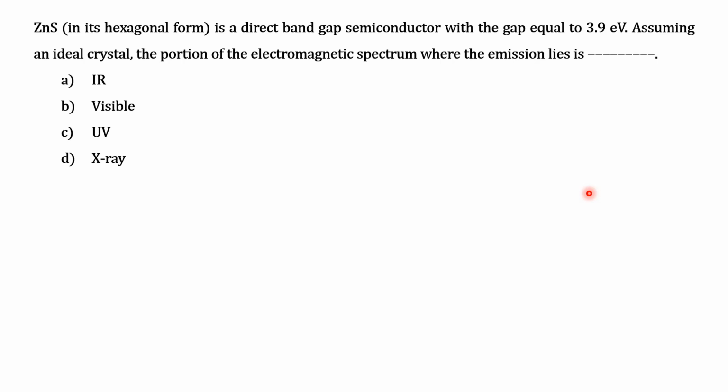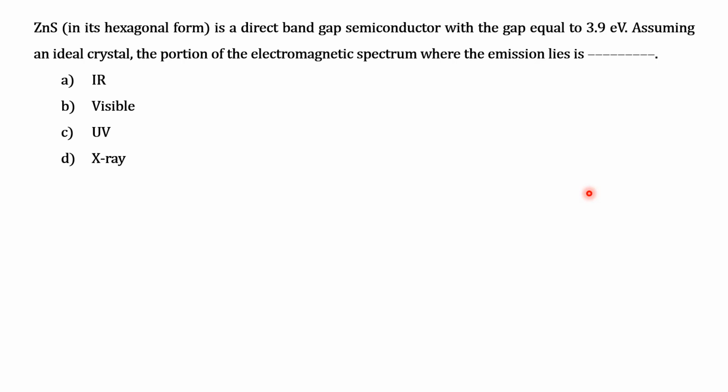So what is the value that you got? 10 raised to minus 19 power. Sorry, for what was that? Like we need to get the lambda value, right? Band gap is given to us, that is 3.9 electron volt. Yeah, 380 nanometers, ma'am.